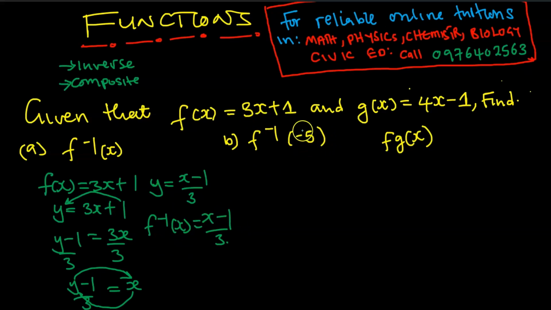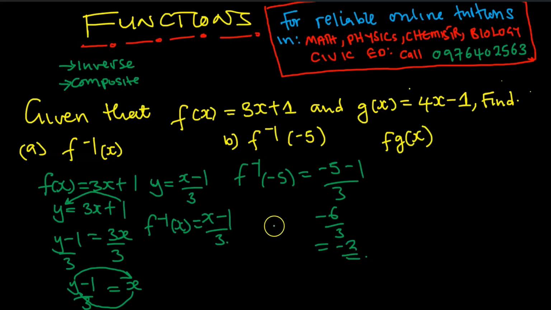For the second one, it's direct because we have the inverse of this function, then negative 5. This means that in the inverse we found, where there's x, we put negative 5. So f inverse of negative 5 = (negative 5 minus 1) divided by 3. On top we have negative 6 divided by 3, and the answer is negative 2. So that is f inverse of negative 5.